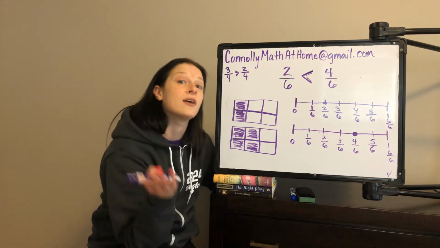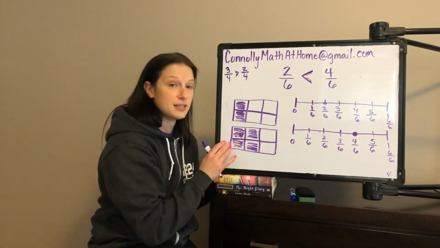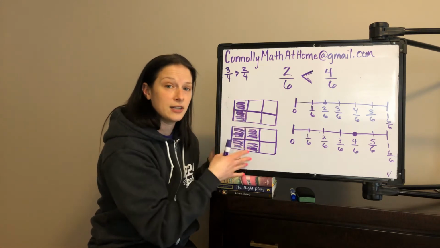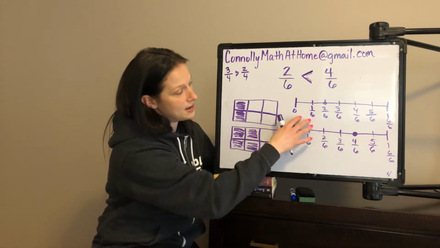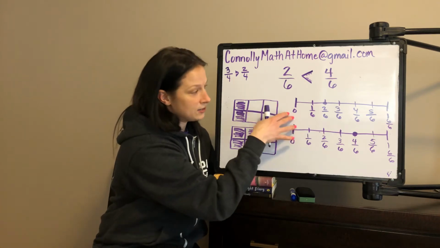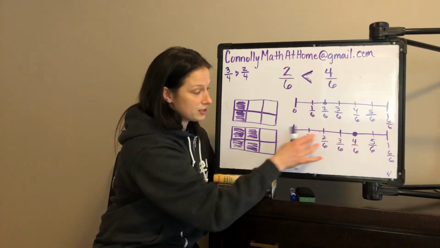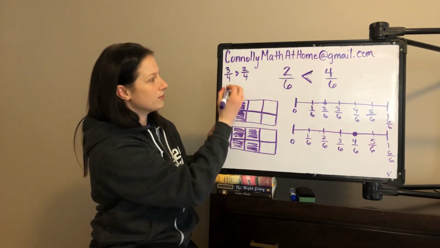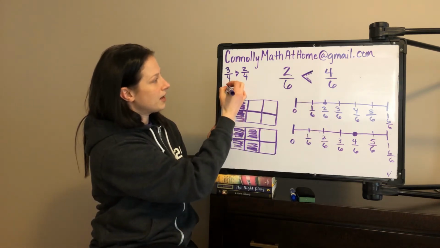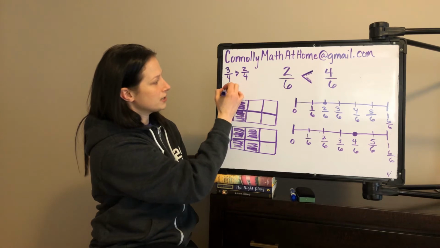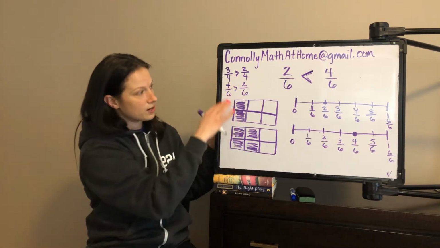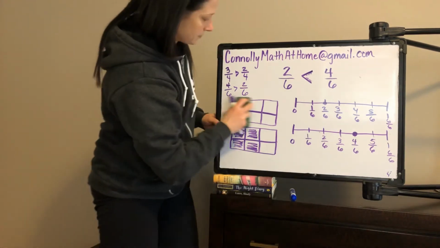Okay, so again, what did we do? We made the same size whole. 2/6 and 4/6, we shaded it in. It's clear that 4/6 is greater. And then we did the number line. It's clear that 4/6 is a further distance from 0 than 2/6. Okay, so I'm going to write it over here. I'll write the larger fraction first again so that we can start thinking about what's happening. Okay, so our comparisons are over here.